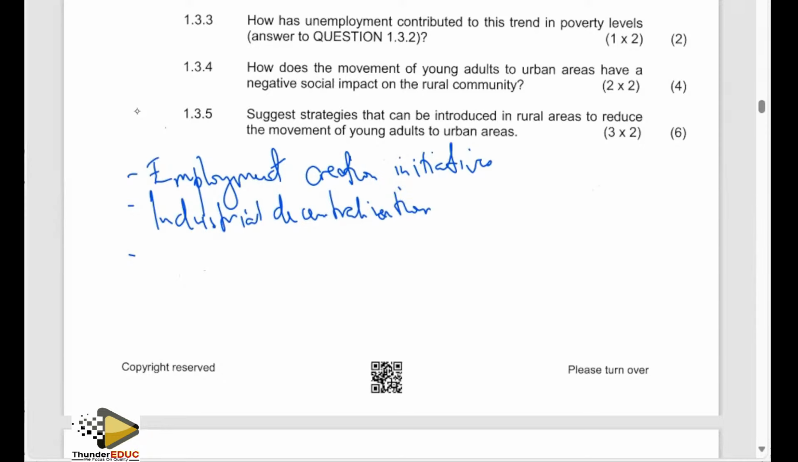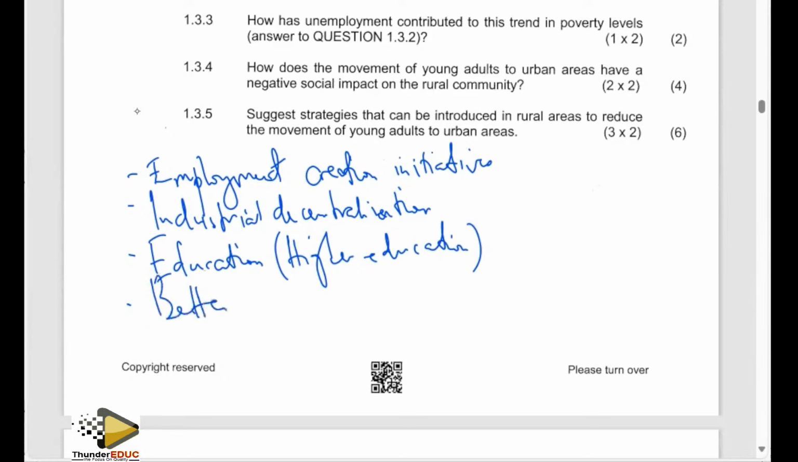And also we can talk of provision of better education, or even you can talk of higher education in the rural areas because some of the young adults move for the sake of attaining higher education. So if universities are also introduced in the rural areas, it will also act as a way of reducing the rural-urban migration trend. And we can also talk of a better housing in the rural areas.